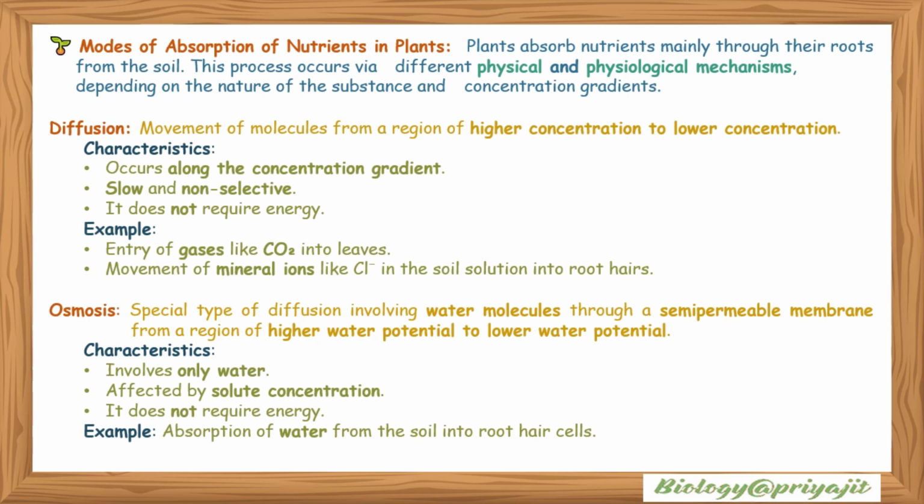Modes of absorption of nutrients in plants. Plants absorb nutrients mainly through their roots from the soil. This process occurs via different physical and physiological mechanisms, depending on the nature of the substance and concentration gradients.